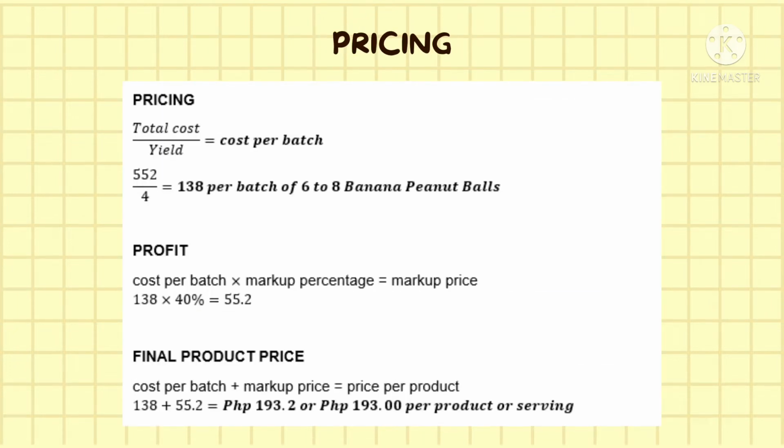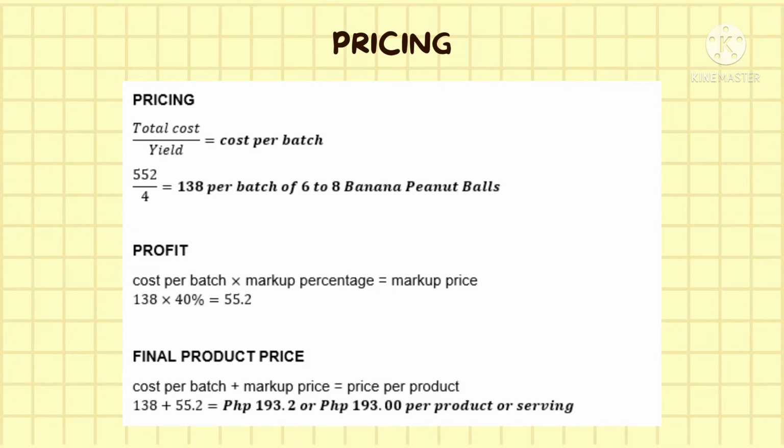Now we are going to show you the price per product or serving of our banana peanut balls. To find the price, we must first divide the total cost by the yield, which will equal the cost per batch, where we divide 552 by 4, which will give us the answer of 138 per batch of 6 to 8 banana peanut balls.